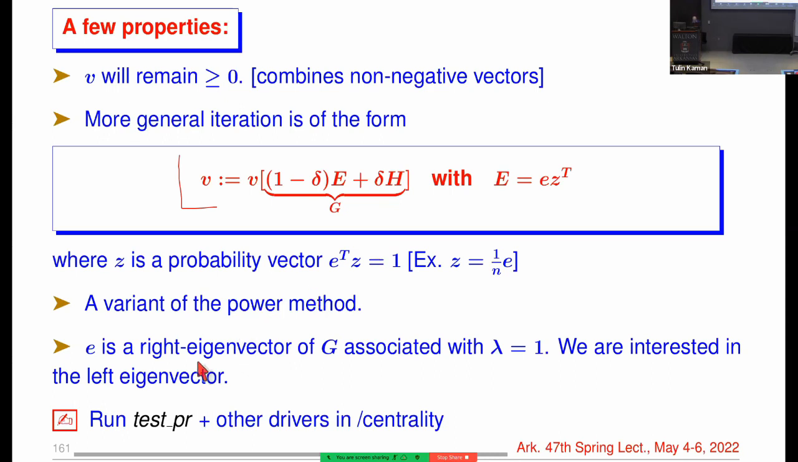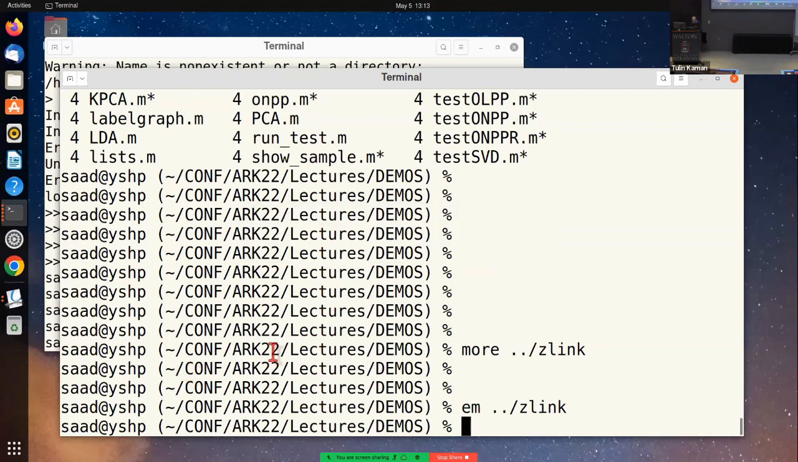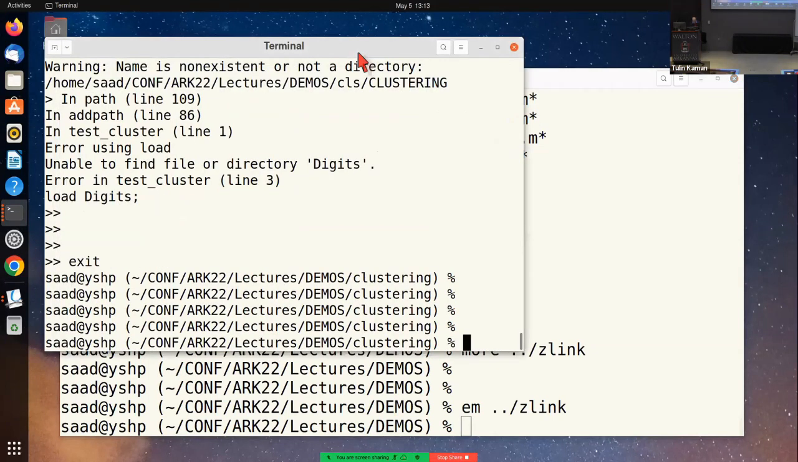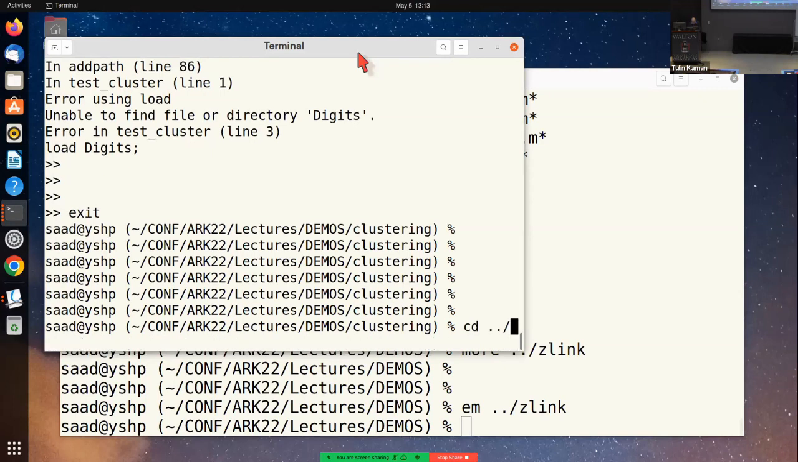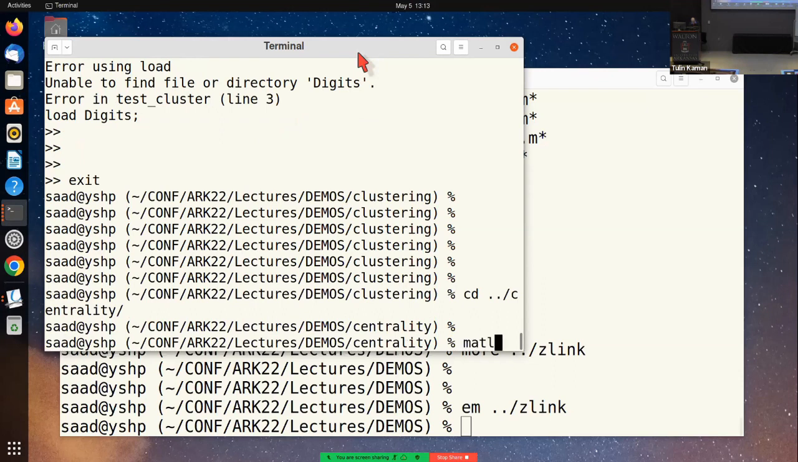So let's look at this test that I had in MATLAB. Oh, I don't have MATLAB. Okay, see, this is going to be centrality, MATLAB.